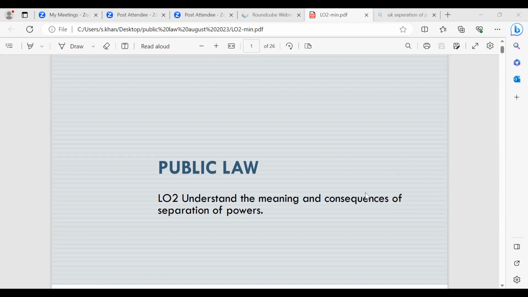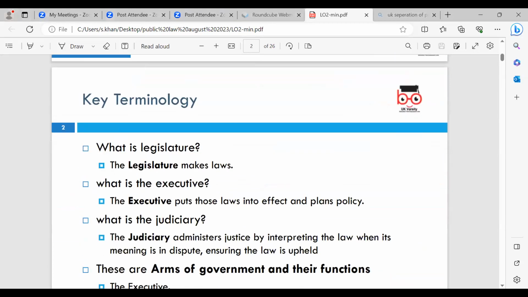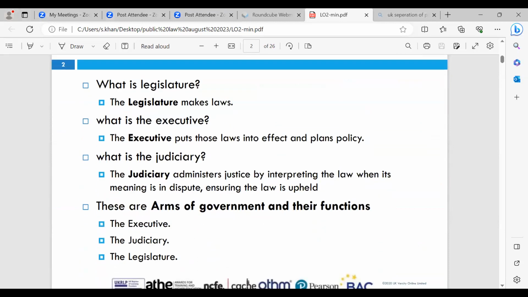Now we're going to look at understanding the meaning and consequences of separation of powers. Key terminology: what is the legislature? The legislature makes laws. What is the executive? The executive puts those laws into effect and plans policies. What is the judiciary? The judiciary administers justice by interpreting the law when its meaning is in dispute, ensuring the law is upheld. So there are three arms of government and their functions: the executive, the judiciary, and the legislature.